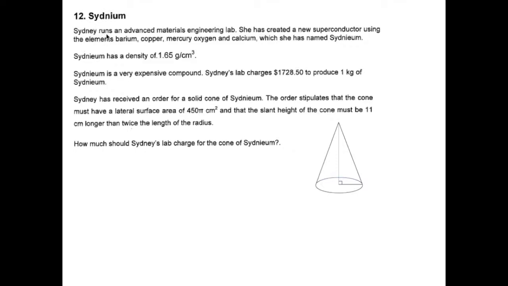Sydnium. Sydney runs an advanced materials engineering lab. She has created a new superconductor using the elements barium, copper, mercury, oxygen, and calcium, which she has named Sydnium. Sydnium has a density of 1.65 grams per centimeter cubed. Sydnium is a very expensive compound.